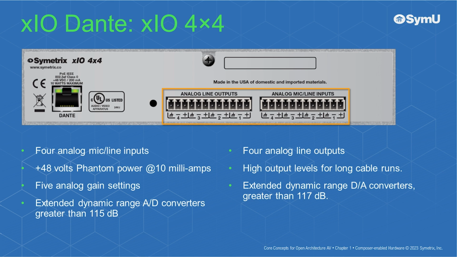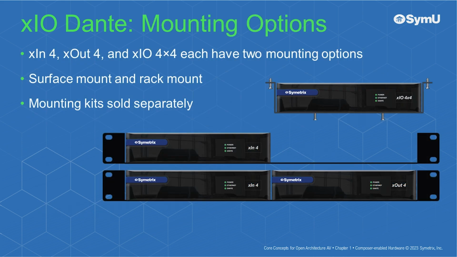XIO 4x4 has 4 analog mic/line inputs and 4 outputs. Analog inputs include +48 volts phantom power at 10 mA, 5 analog gain settings, and extended dynamic range analog to digital converters greater than 115 dB. Analog outputs deliver high output levels for long cable runs and extended dynamic range digital to analog converters greater than 117 dB. XN4, XOUT4, and XIO 4x4 have 2 mounting options, surface mount and rack mount. The mounting kits are sold separately.